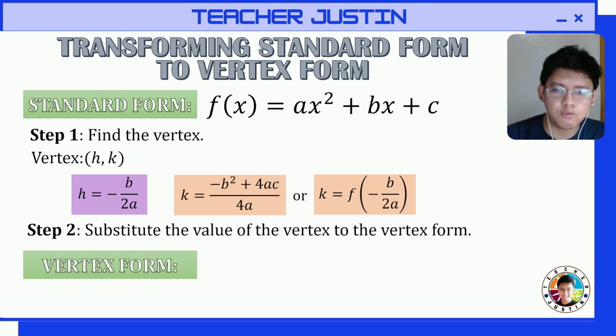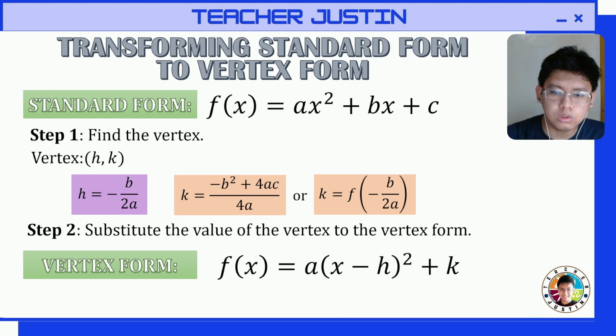And our vertex form is f of x is equal to a times the squared quantity x minus h plus k. Now, yung ating a dito is the same value of a na makukuha natin sa ating standard form. So, kukopyahin lang natin yung value of a natin dito. Lalagay lang natin yung value ng h dito and yung k dito. And that's it. Tada! Alright.